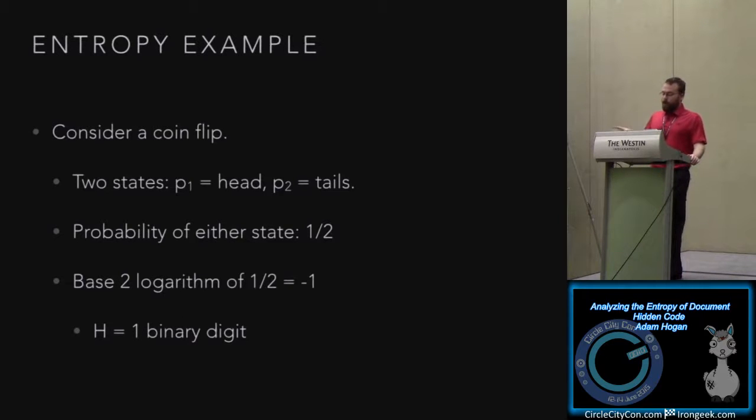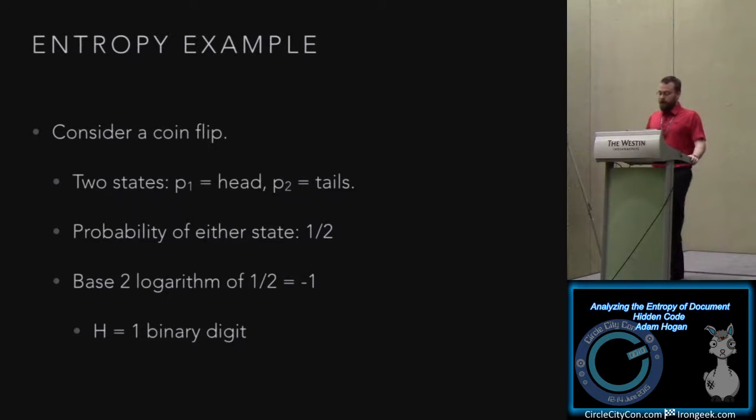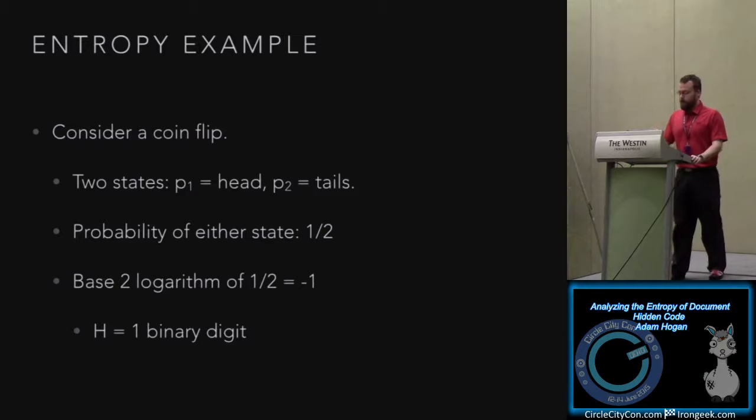The base 2 logarithm of 1/2 is -1, and then we would multiply that and sum it up. So we actually get that the entropy of a coin flip is 1 bit of information, right? So a long way around what you guys would have already known. If you have a switch that's on or off, that's 1 bit. That's the actual entropy of that situation.